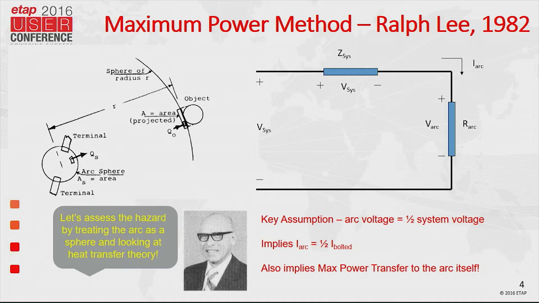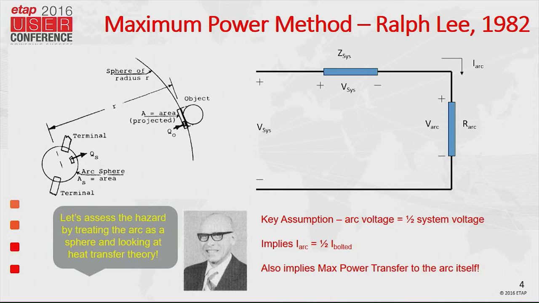We've got a Thevenin equivalent voltage source on the left, and Thevenin equivalent system impedance up at the top. Basically, on that circuit, the arc itself looks like a load. If we want to figure out how much power is delivered to the arc, how much power is delivered to the load, we need to know something about that load. What's its resistance? What's the voltage drop across that load? Lee didn't know.